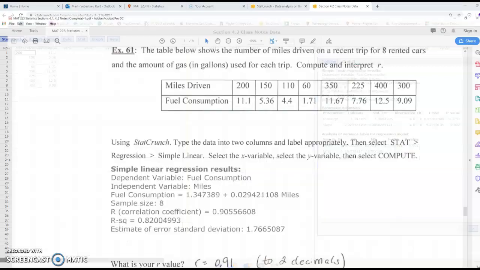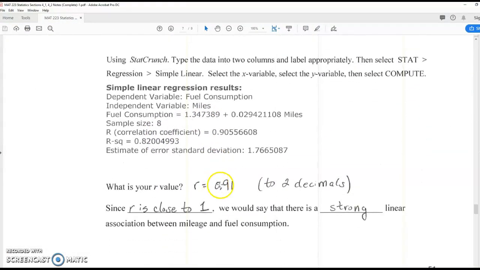Let's go back and look at your notes. So this is what we have, okay? So the only thing I'm asking you to understand through this example is where is R. So here's R, the correlation coefficient. Like I said, they use capital R for some reason in StatCrunch. The symbol for it is little r. So the R value, the correlation coefficient, is R equals 0.91 if I round that to 2 decimals. So that's pretty darn close to 1, and we would say then that there is a strong linear association between mileage and fuel consumption. I didn't show you the scatter plot yet, so I can't tell you whether it's positive or negative. We'll have to look at that.